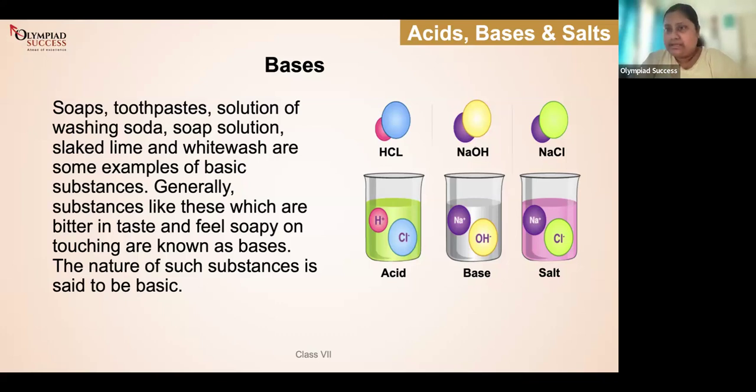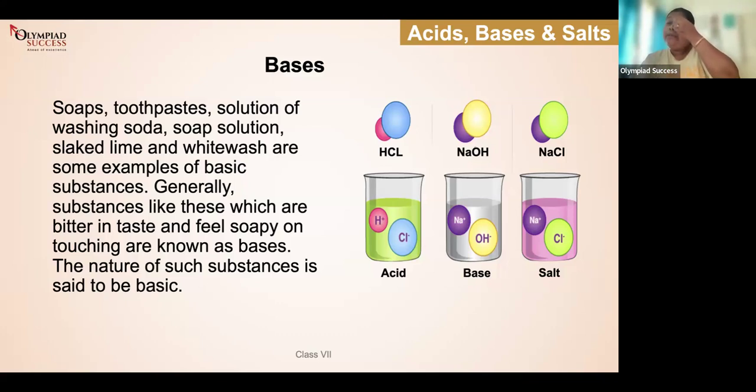Chalo. Now moving on to bases. So this is quite opposite to acid. Acid was sour in taste, right? And bases are bitter in taste. Apart from that, we discussed one more property in the last class, its soapy texture. So they have two basic properties: their bitter taste and the slippery texture that they have. And their chemical nature is basic. Clear?